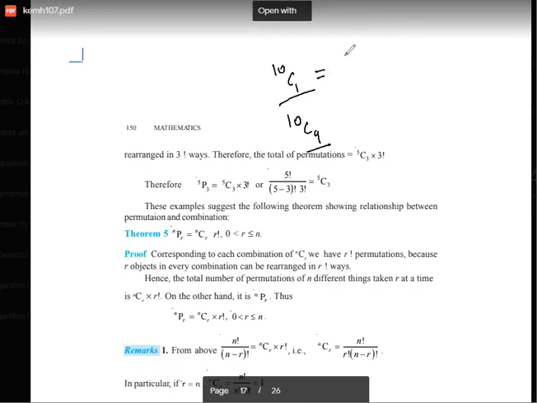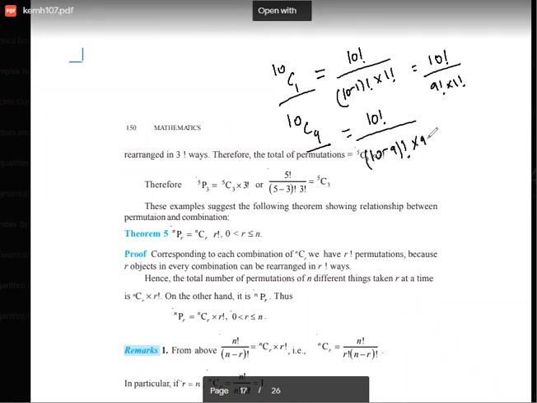Solve it. 10C1 is 10 factorial divided by 10 minus 1 factorial into 1 factorial, which is 10 factorial divided by 9 factorial into 1 factorial. What about 10C9? It is again 10 factorial divided by 10 minus 9 factorial into 9 factorial, which is again 10 factorial divided by 9 factorial into 1 factorial. Are they not same? Yes, very good, Neha, Maurya, Pragna, Harish, it's same.